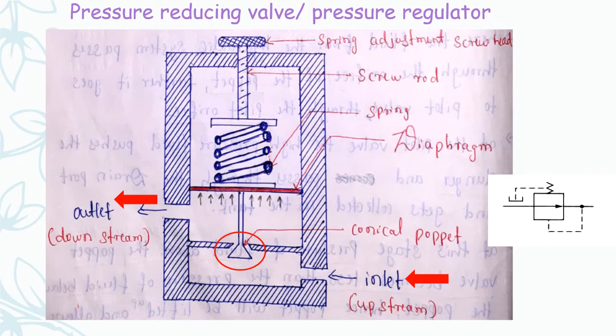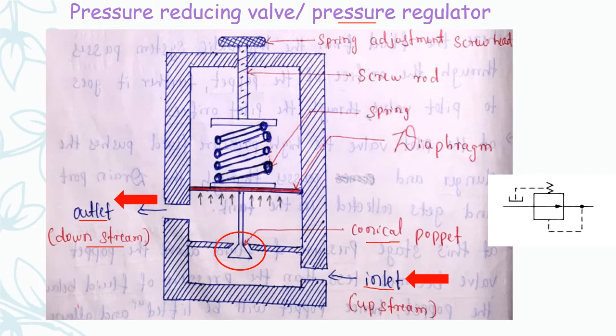So let's start with what is a pressure reducing valve. A pressure reducing valve is also called a pressure regulator. The diagram shows a simple pressure reducing valve which contains the following components: a conical poppet, an inlet which is called upstream, and an outlet which is called downstream. Why they are called upstream and downstream, we'll see.